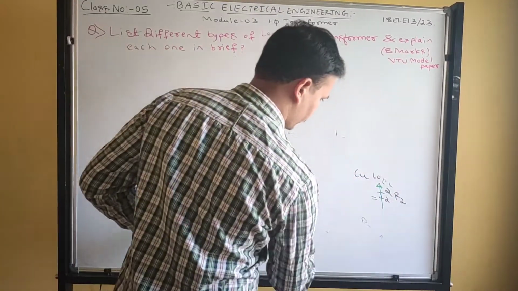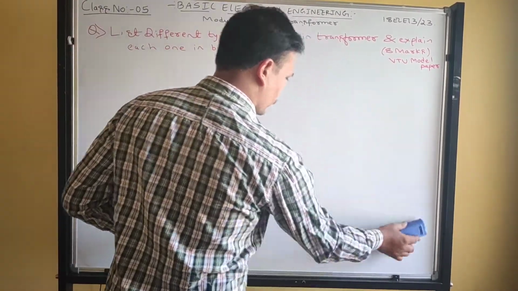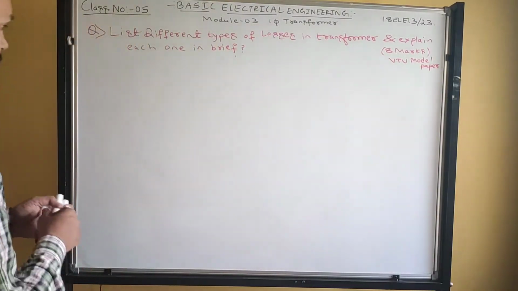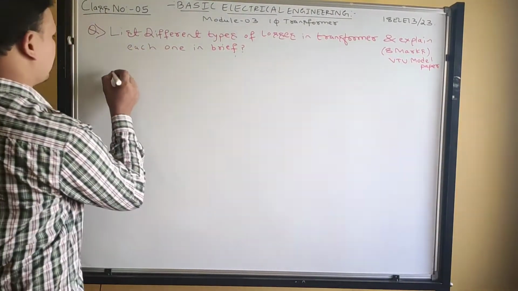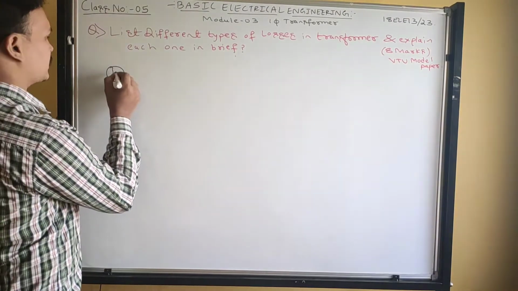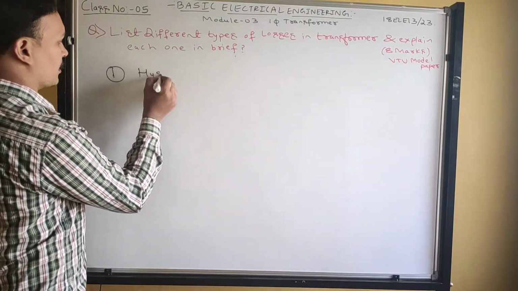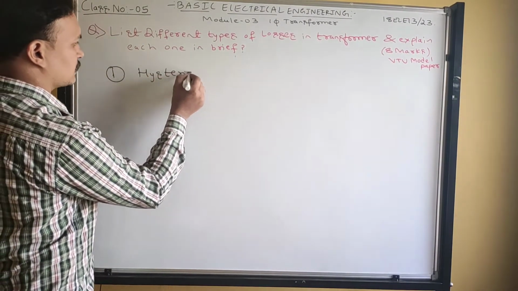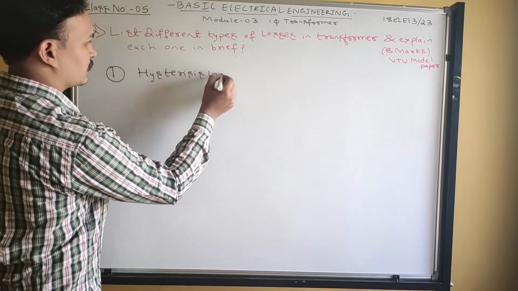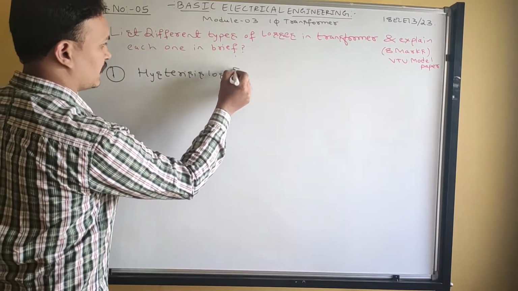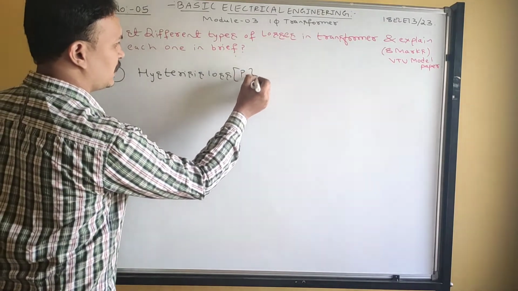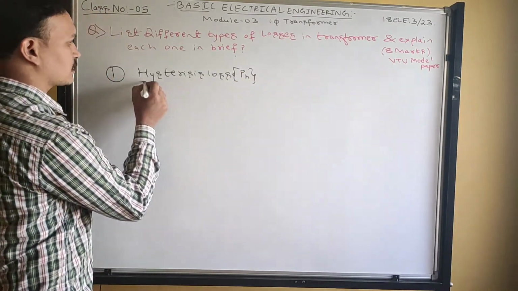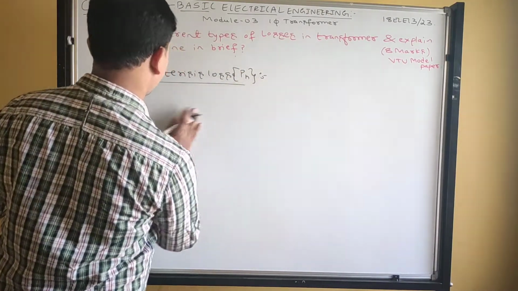So next we are going to discuss in detail hysteresis and eddy current losses. See, iron losses are divided into two types. What is the first one? Hysteresis loss. Okay, it is denoted by PH. Hysteresis losses are denoted by PH.